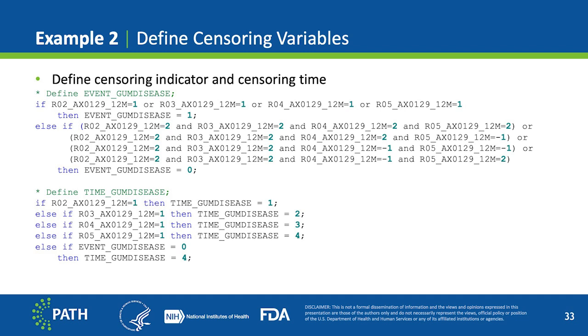The time to event variable is defined by the earliest wave when adults reported gum disease. For easy interpretation, wave 1 was defined to be time 0. So if gum disease was reported in wave 2, the time variable gets a value of 1, and so on. If it never happens, we will give it the value of 4.